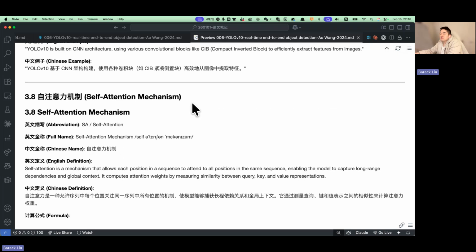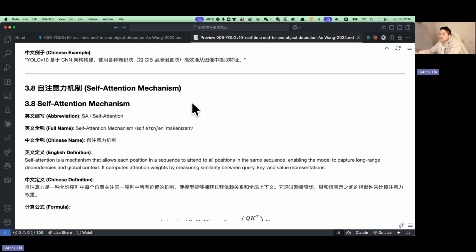Term 8, self-attention mechanism. Self-attention is a mechanism that allows each position in a sequence to attend to all positions in the same sequence, enabling the model to capture long-range dependencies and global context. It computes attention weights by measuring similarity between query, key and value representations.